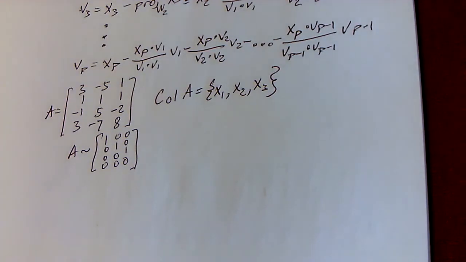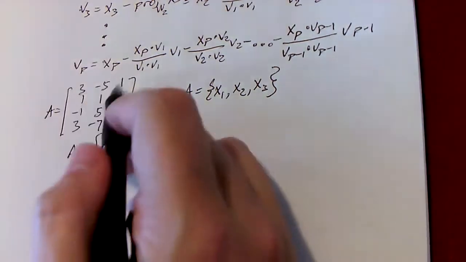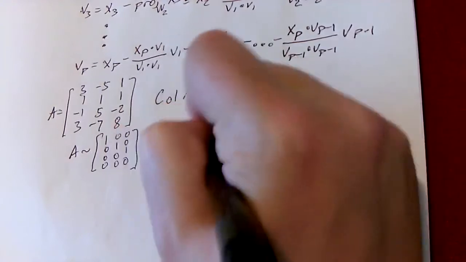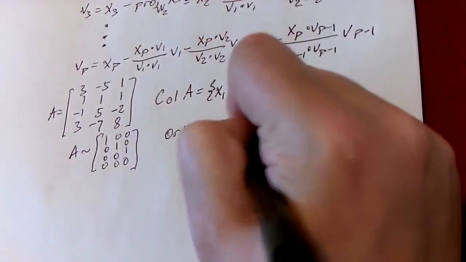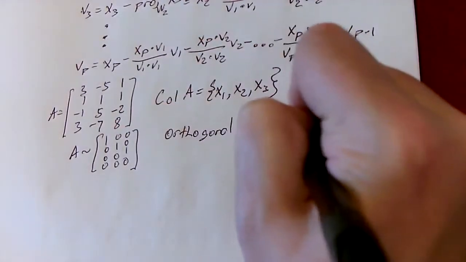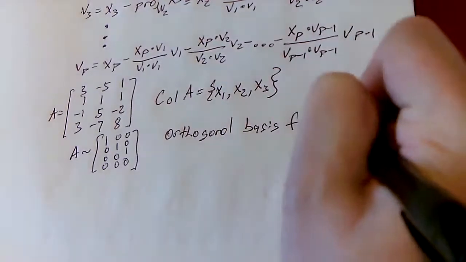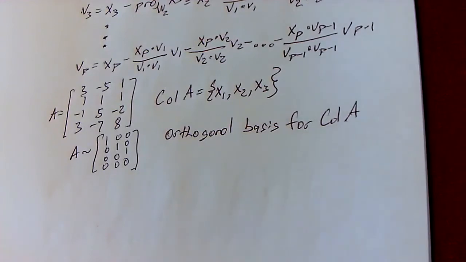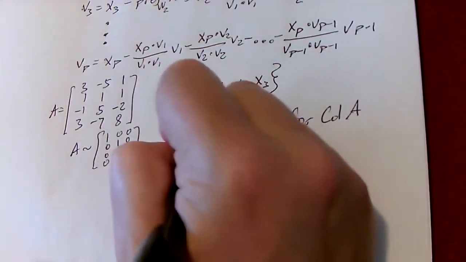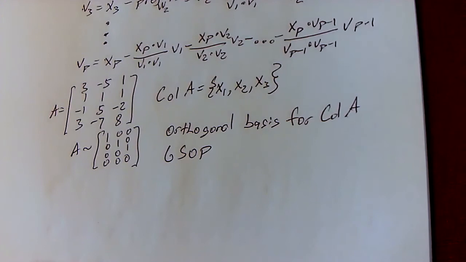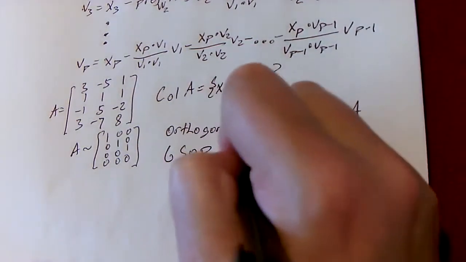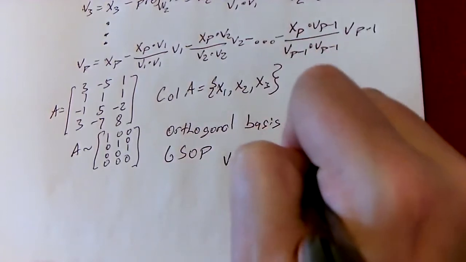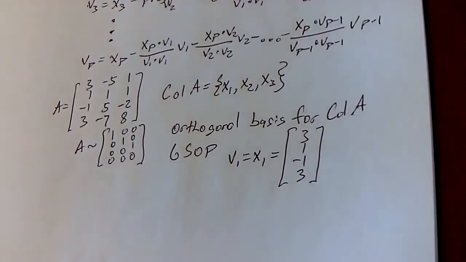Okay, so I've got my three separate vectors here, and I want to find an orthogonal basis for the column space of A. So the column space of A covers those three vectors, and to find an orthogonal basis for it, I'm going to do the Gram-Schmidt process. So V1 is going to equal X1, which in this case is the first column, 3, 1, -1, and 3. That's our starting place.